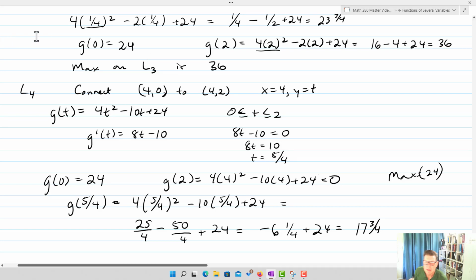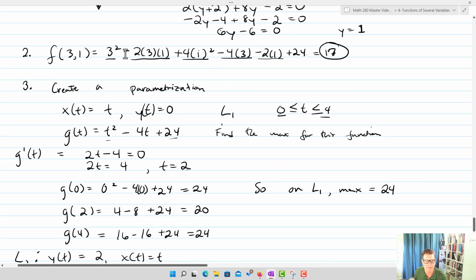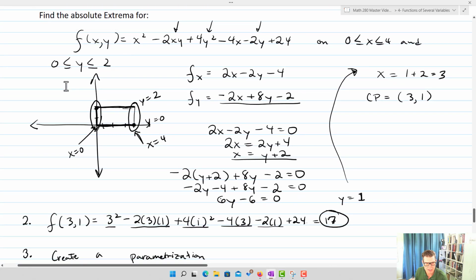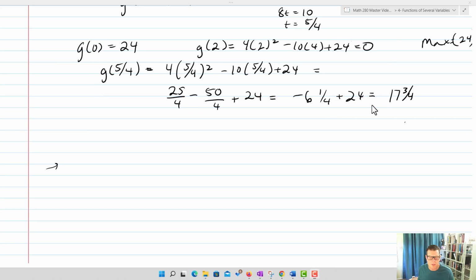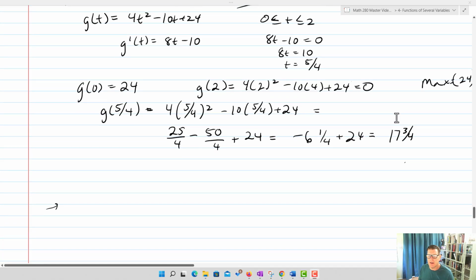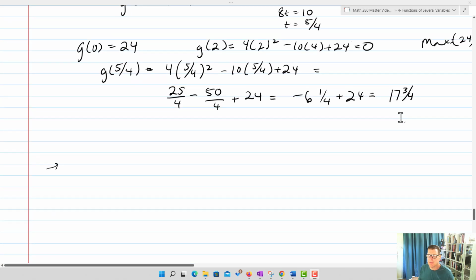Okay? So what we now need to do is go in and evaluate along the boundary, and actually figure out what are the absolute maximums and absolute minimums based upon the information that we've been given.